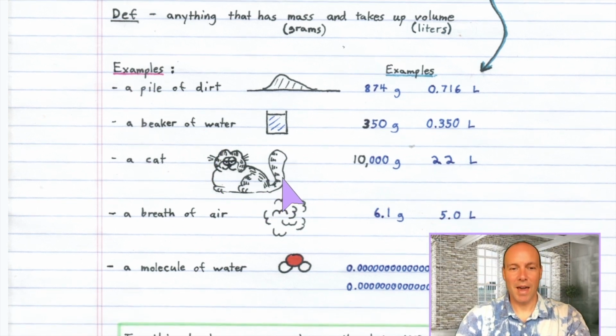Third example is a cat. Maybe you recognize this cat. I surely do. This is a heavy cat. It weighs 10,000 grams. That's also 10 kilograms. So 10,000 grams, quite heavy cat, and it occupies a lot of space, 22 liters of space. So this is the cat Garfield. If you know who Garfield is, Garfield's a fat cat because he eats a lot of lasagna. So it has mass, occupies space, so the cat is matter.